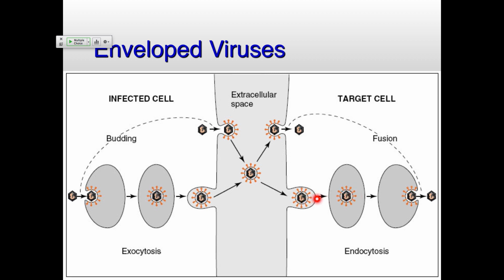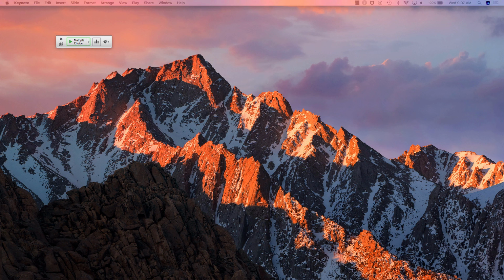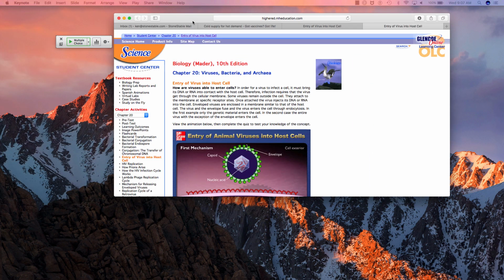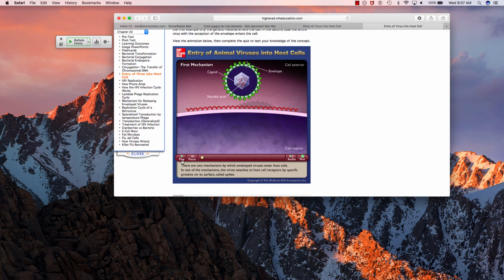And this process, endocytosis, is probably the most frequent of any of these processes in terms of the virus getting inside the cell. And we'll talk about why this is a useful thing a little bit later on. So there's a nice animation that I found here, actually from a different textbook, looking at the entry process. That's this one right here.